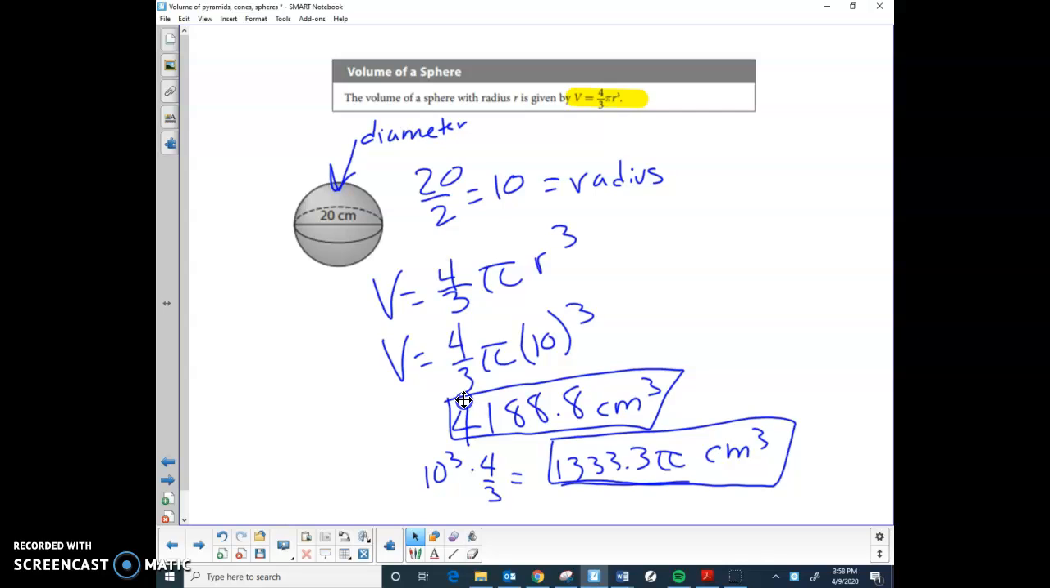So that's all we're doing. Next week we're going to do surface area of all of these shapes, and that will bring us to the end of new content. If you have any questions, make sure you get a hold of me.